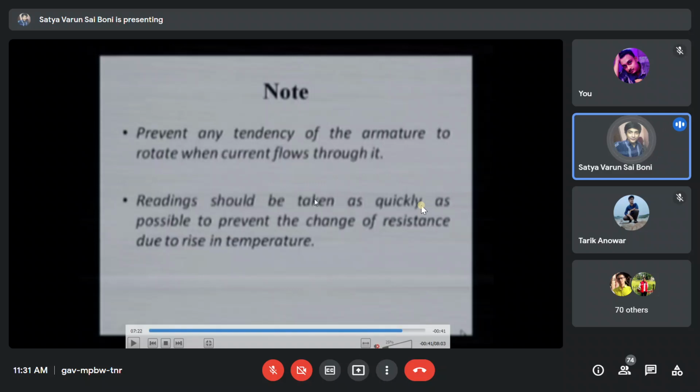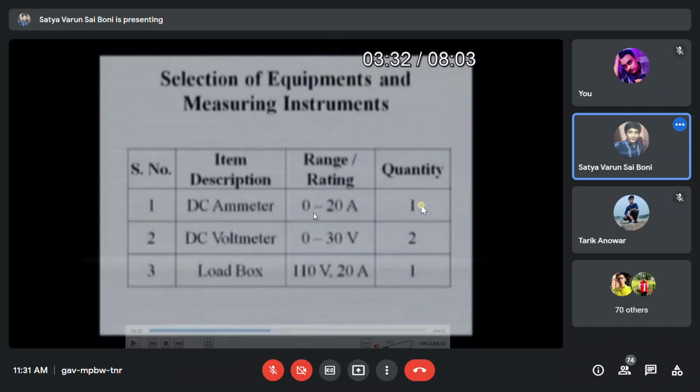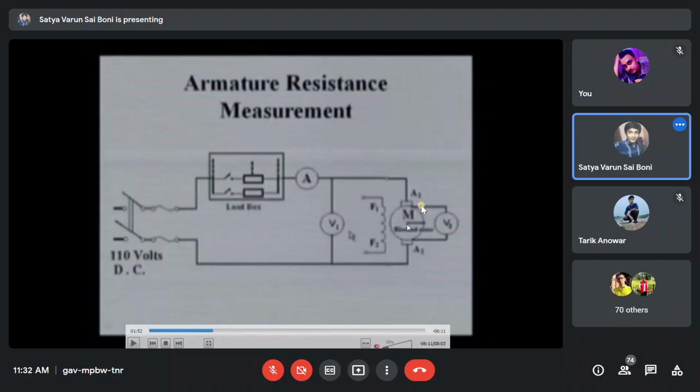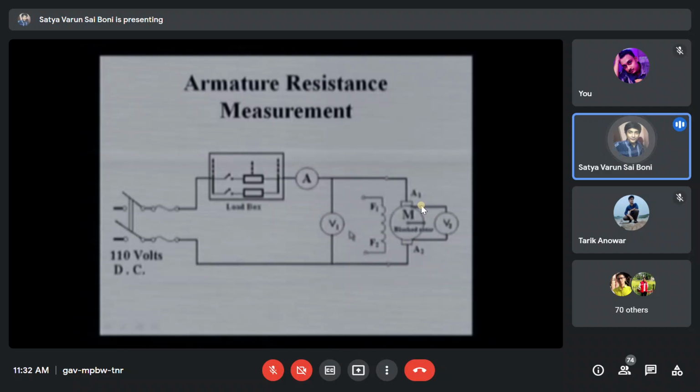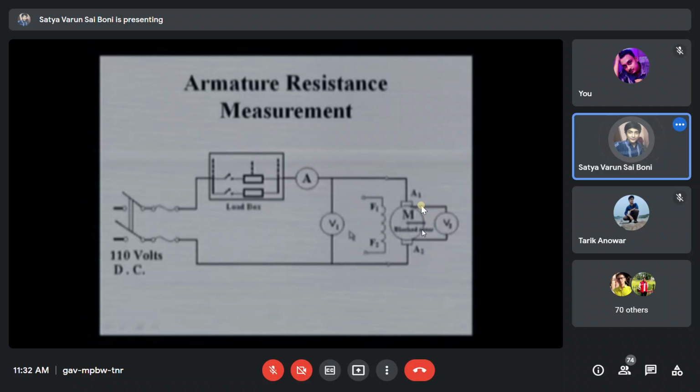While doing the experiment, one point should be noted. We are connecting the edges of the armature to the voltage. The machine shouldn't rotate because we are inducing current, so one should block the rotor. Otherwise, if the armature is rotating, these connections will become loose and you can't find the voltage across V2 exactly. So the whole armature should be blocked so that it won't rotate.